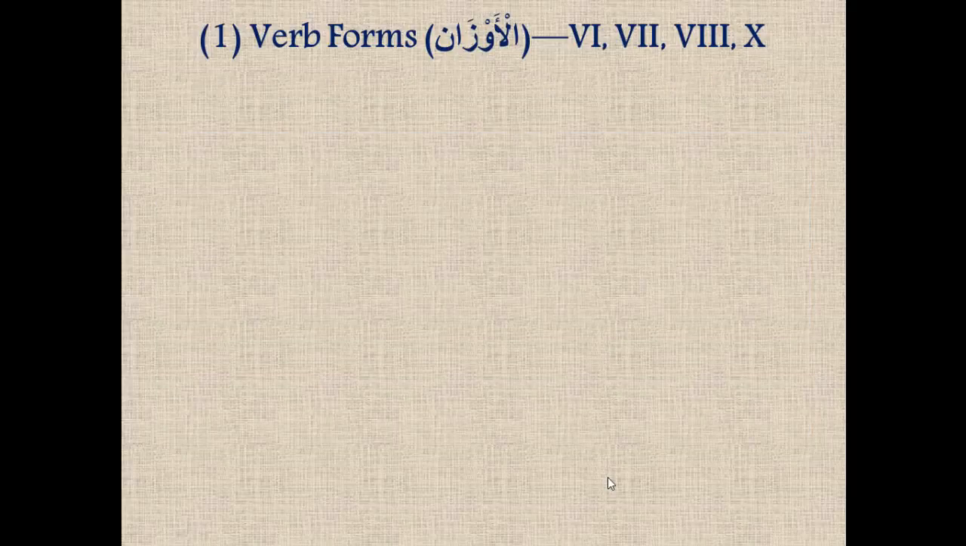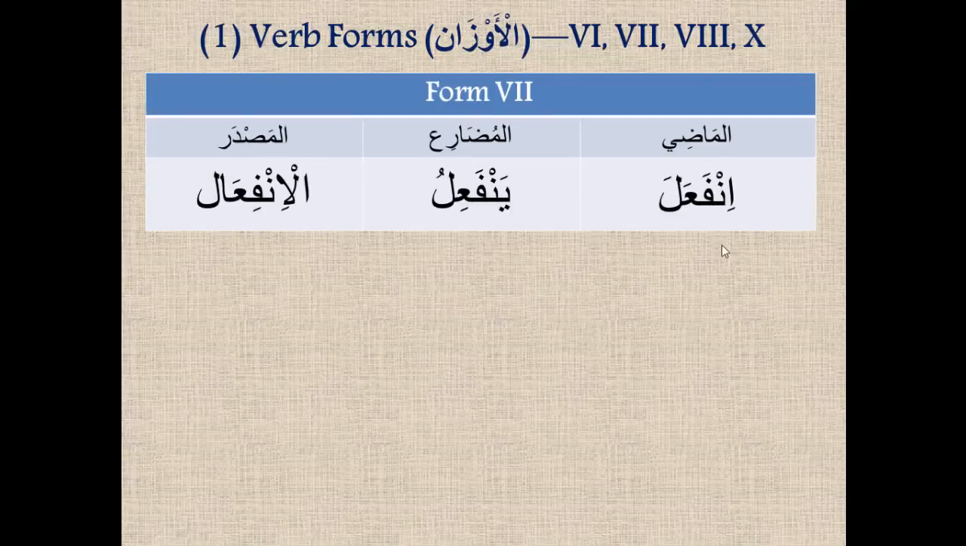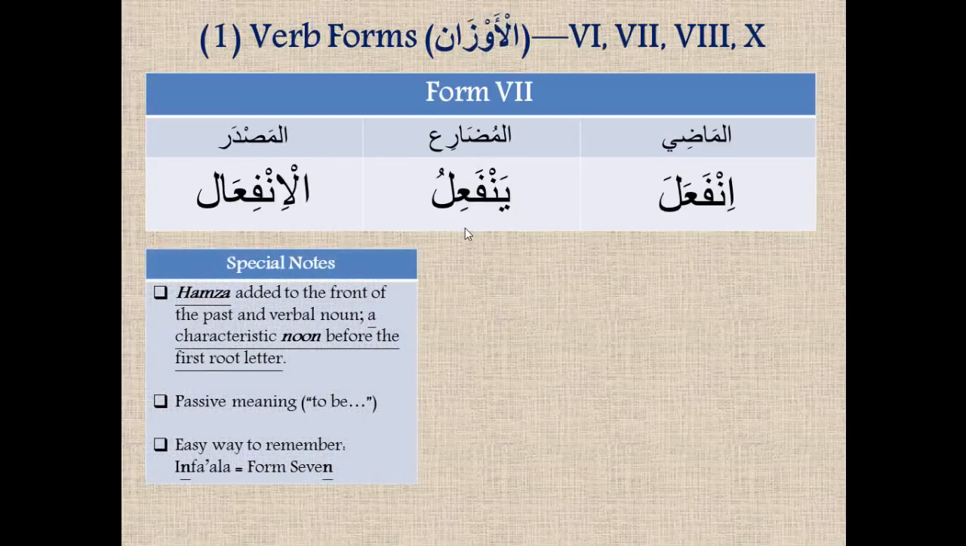Let's move on now to Form 7. The Form 7 pattern is انفعل ينفعل الانفعال. The unique characteristic of Form 7 is that, number one, we've added a hamza to the front of the past and the verbal noun. So we have a hamzatul wasl, infa'ala, infi'al. And also we've added a characteristic noon before the first root letter. So in all three cases, in the madi, the mudari, and the masdar, we have a noon. Infa'ala, yanfa'ilu, al-infi'al.